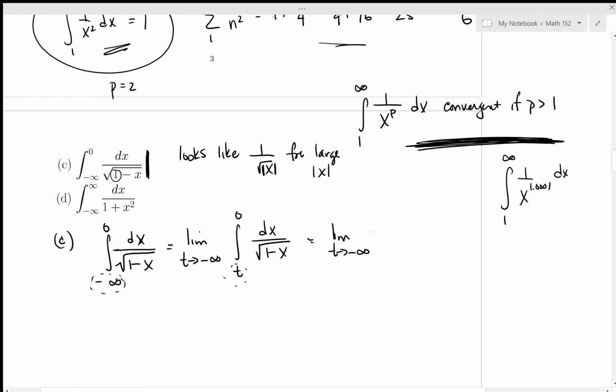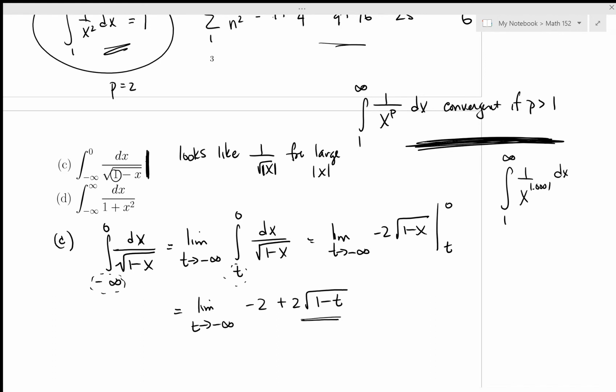I integrate, I get minus 2 square root of 1 minus x evaluated at t and 0. And so then I'll put those endpoints in. That's going to be the limit as t goes to minus infinity of minus 2 plus 2 minus the square root of 1 minus t. And now I'm looking at this limit, and I'm thinking, okay, I've got a square root function that grows arbitrarily large as its argument grows arbitrarily large. So there you go. This thing is infinite.